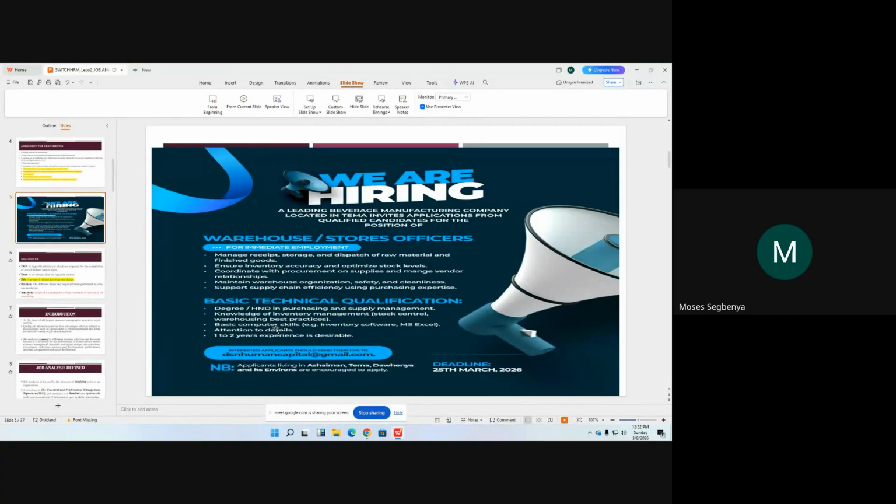Then it gives you the technical qualification. You must have a degree or HND in purchasing and supply management. You must have knowledge in inventory management and stock control, and basic computer skills with inventory software. One to 2 years of experience is desirable. This is all that is here. The most important thing for our teaching today is these 2 pieces of information. If you have not done the job analysis, you cannot put this advert out there.